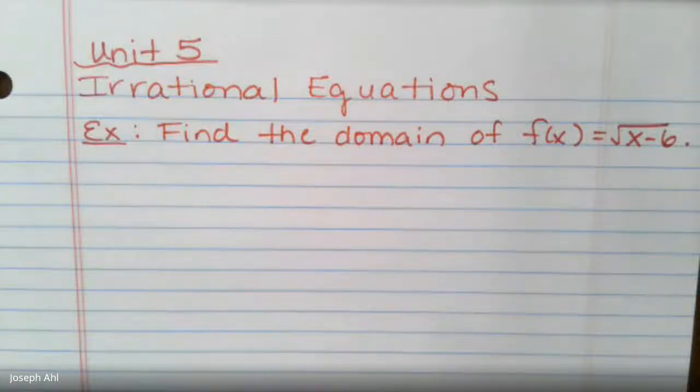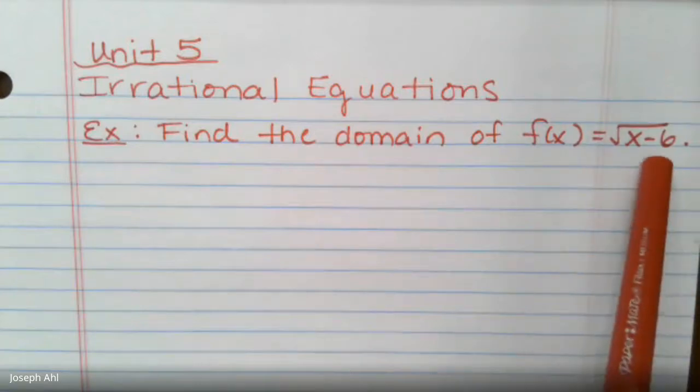Hey, pre-cal students, this is going to be a continuation of Unit 5 here. We're transitioning from talking about rational equations and what their graph sketches look like to, today, talking about irrational equations. To get the party started, we're going to look at finding the domain of something that is irrational, namely the function radical x minus 6.